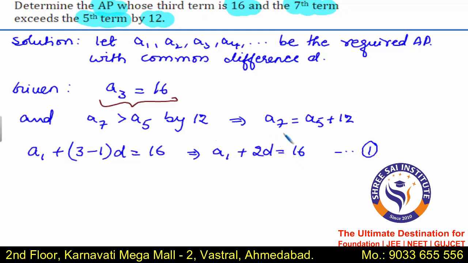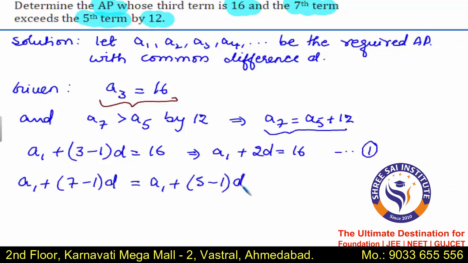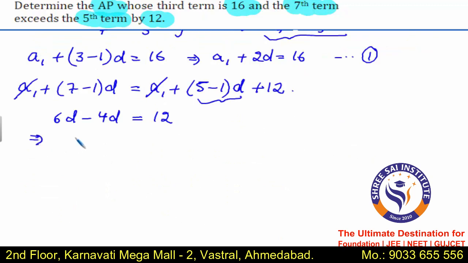Also, let us now simplify this equation. It says that the seventh term, which is A1 plus 7 minus 1 into D, is equal to the fifth term plus 12. The fifth term is A1 plus 5 minus 1 into D, plus 12. Cancelling A1 with A1, on the left hand side we have 6D. Here we have 4D. Taking it on the left hand side we have minus 4D is equal to 12. This further implies that 2D is equal to 12 or D is equal to 6.